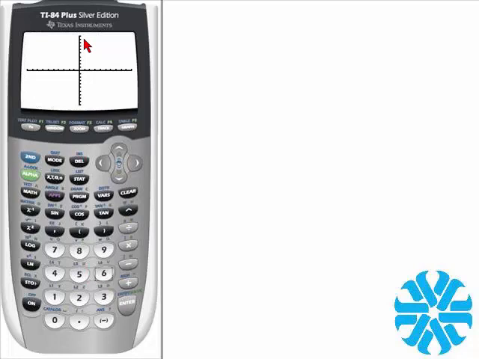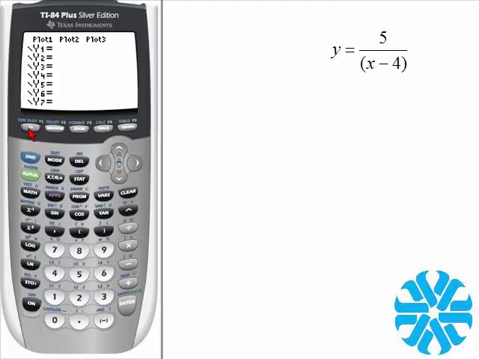In the first example, we're going to graph a rational function, which is y equals 5 divided by the quantity x minus 4. So we go to the Y= button, and this is where we input our functions. So we want to graph y equals 5 divided by the quantity x minus 4. So we need to use our grouping symbols on the function in the denominator. So we're going to use a left-hand parenthesis in the denominator, then x subtract 4, now close the parenthesis.